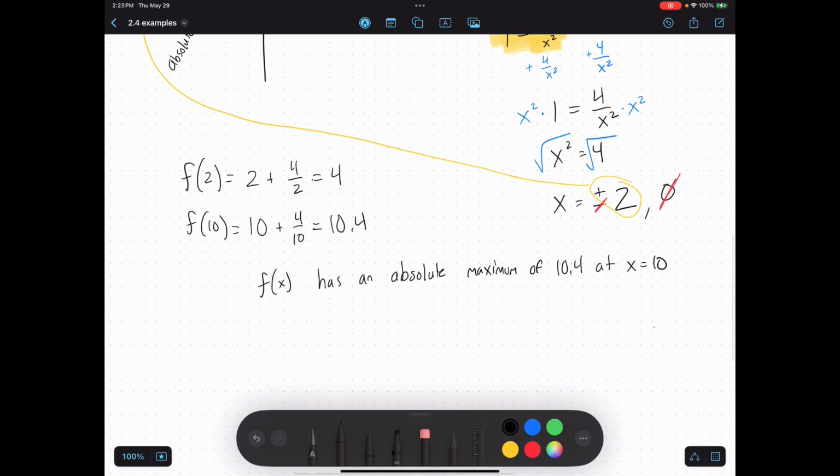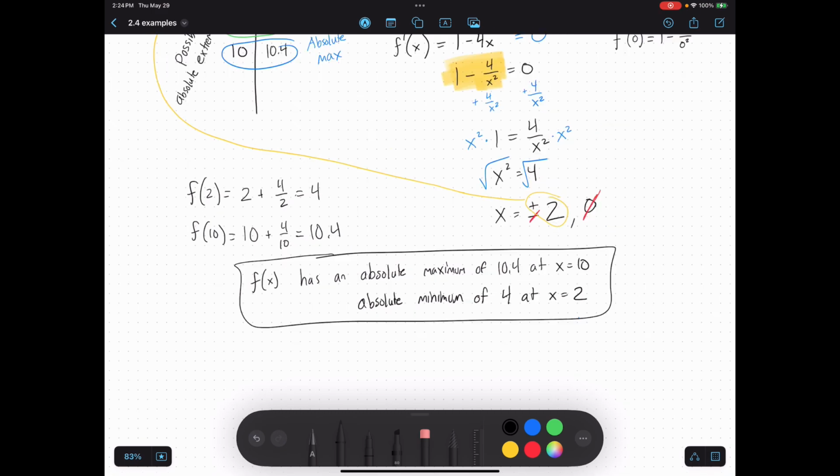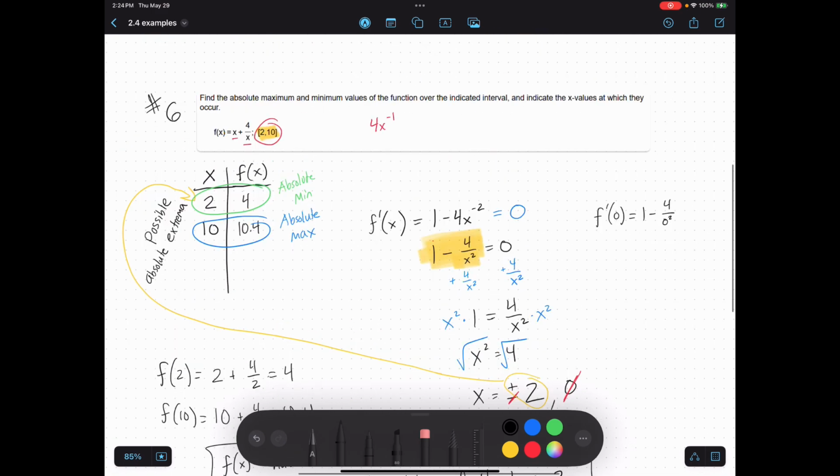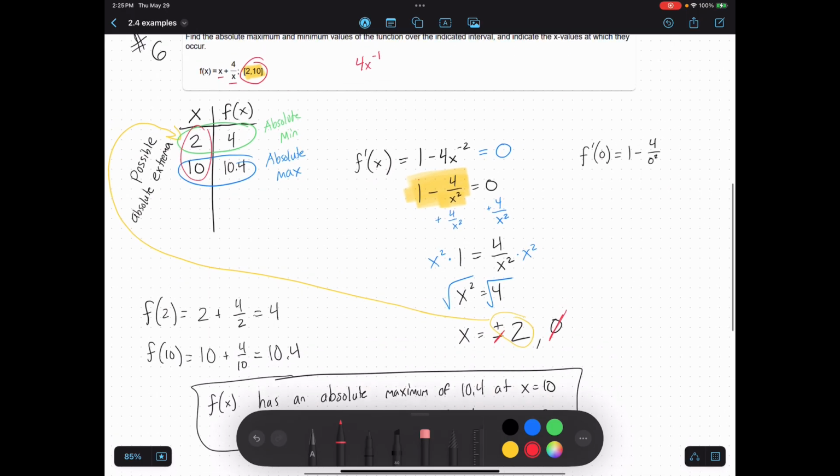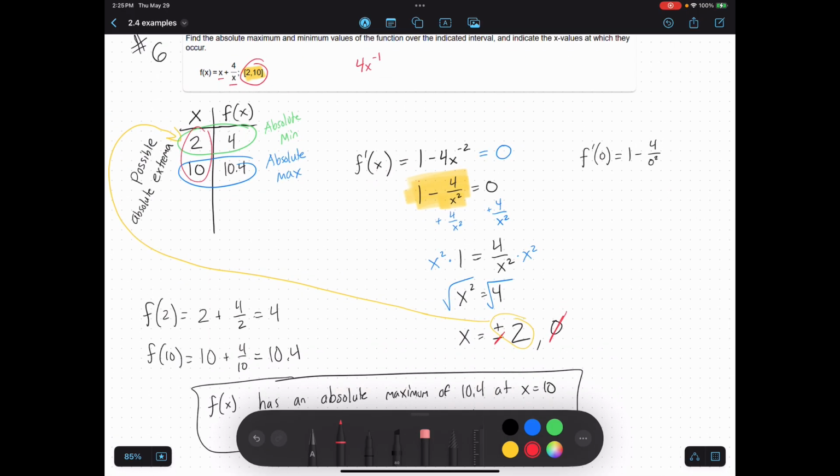And then similarly, I'd say I have an absolute minimum of 4 at x equals 2. So just to review, if you're given a function with a closed interval, you can possibly have an absolute min or an absolute max at your endpoints, or any critical points that are within that interval. And in this case, we only had one that was in the interval and it matched one of my endpoints anyway. Well, let's look at another example.